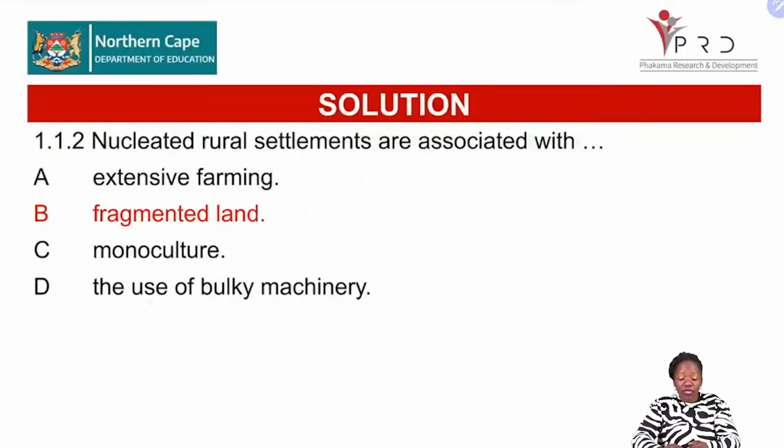And also the use of bulky machinery. Remember, they are nucleated, so meaning they are sharing the equipment, they are sharing the land.